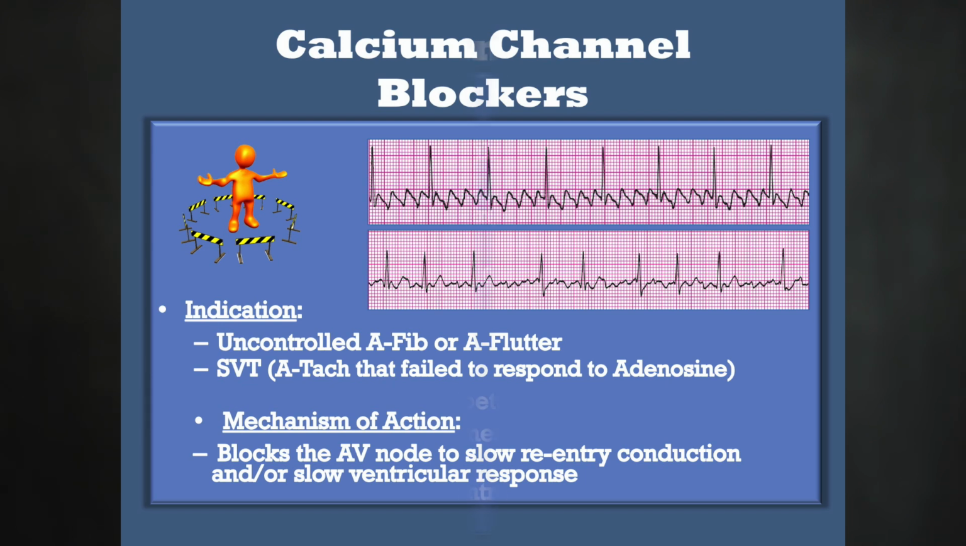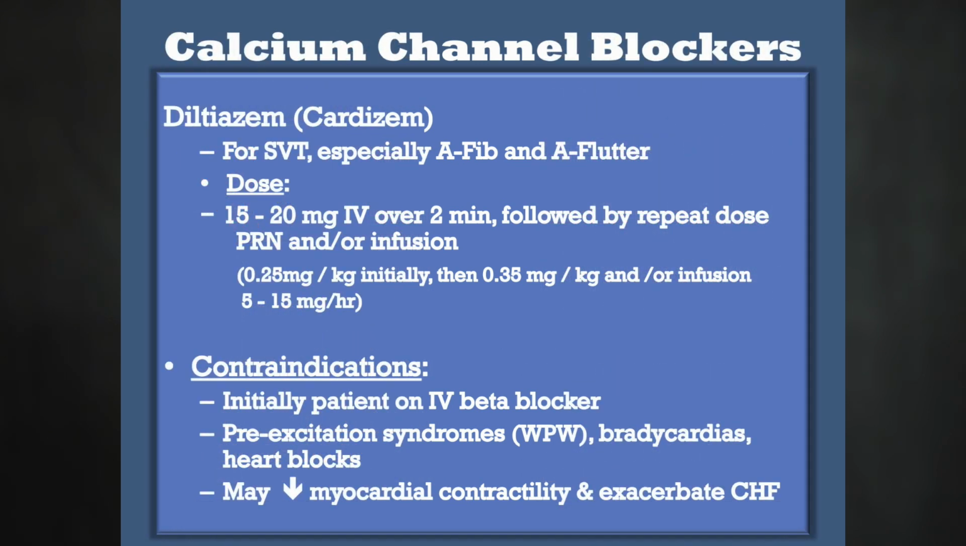So calcium channel blockers such as diltiazem, Cardizem, the book dose is 0.25 milligrams per kilogram, followed by 0.35 milligrams per kilogram. What you'll frequently find is an order for somewhere between 15 and 20 milligrams slowly until the rate gets under control, and the rate slows down under 100.